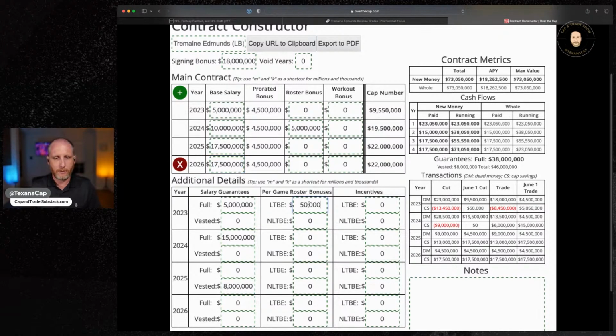Nick, like I always say, Nick loves his per game roster bonuses. We're going to do, and remember, those are always considered likely to be earned or adjusted based on the previous year's performance. He didn't miss any games, or rather he missed 4 games. So that number would come down a little bit. Some of it would be not likely to be earned because he missed 4 games last year. But for the sake of this exercise, we're just going to keep them all likely to be earned.